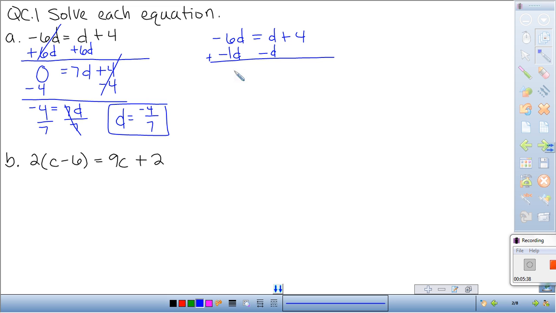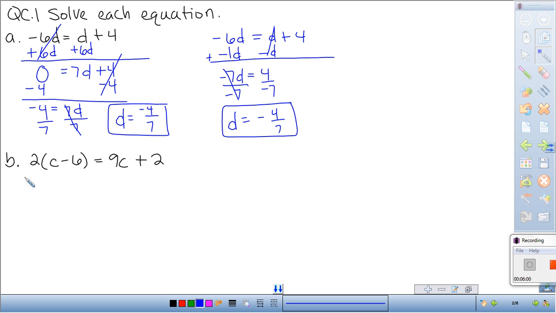6 plus 1 is 7. They're both negative, so it's negative. Bring down your d equals d minus d cancels 4. And then how do we get d alone? Well, the opposite of negative 7 times d is to divide both sides by negative 7. Those cancel, so I have d equals negative 4 sevenths. Notice we got the exact same answer, but we moved different variable terms each time. But as long as you do your math right, you can still get the same answer.